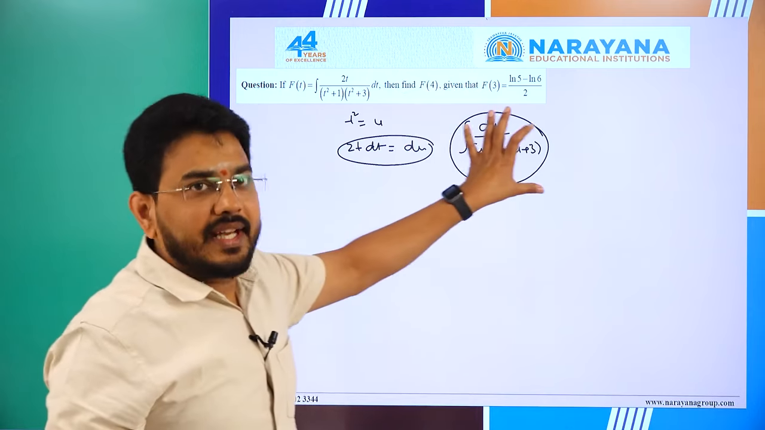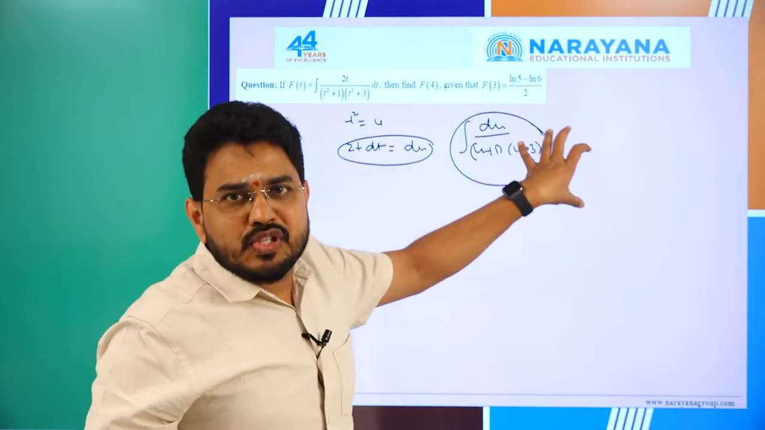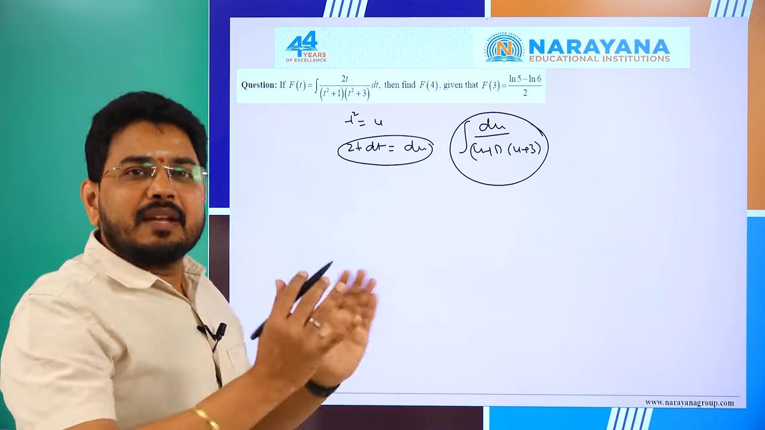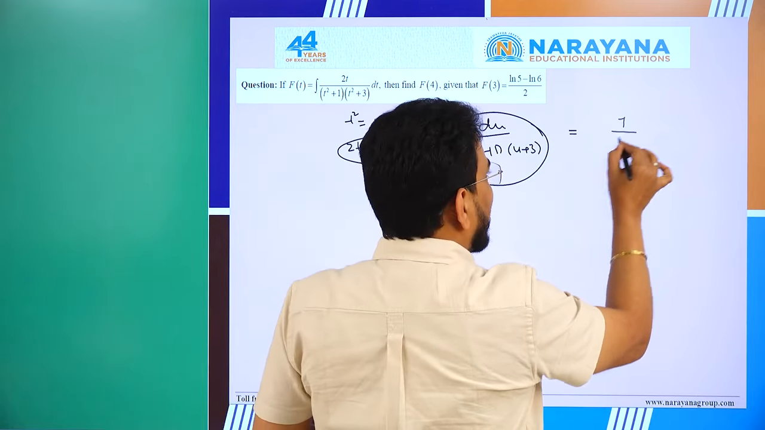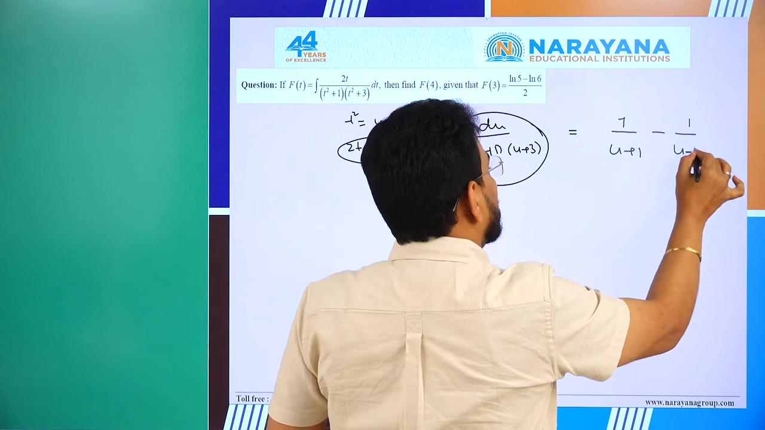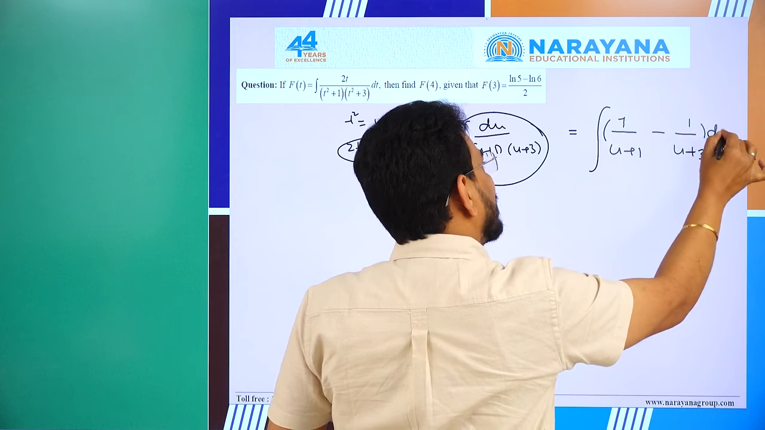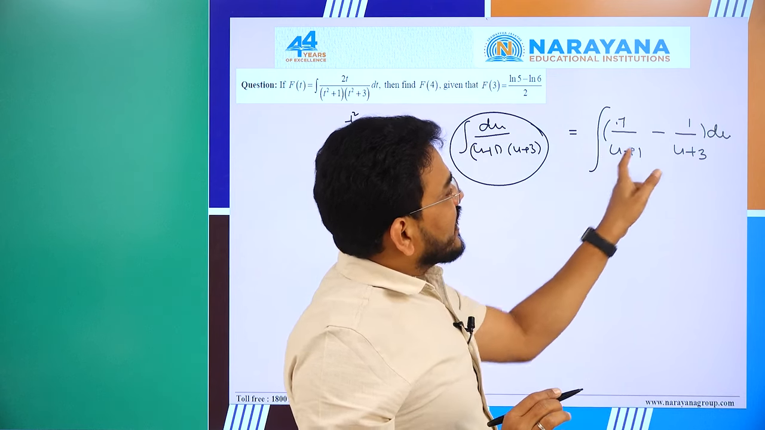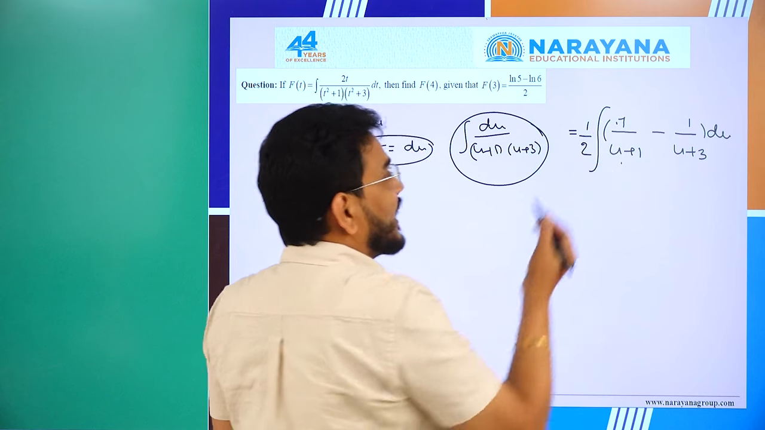How are you defining this? Instead of going for this substitution, directly here also you can go for the splitting into partial fractions. So here it is equal to the integration of (1 by u plus 1 minus 1 by u plus 3) du. Look at here, 1 times (u plus 3) minus 1 times (u plus 1), 2 will be coming. So I will write 1 by 2.